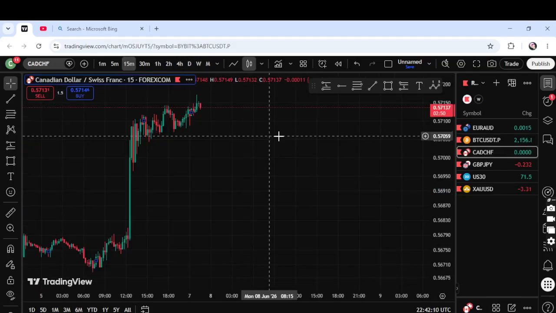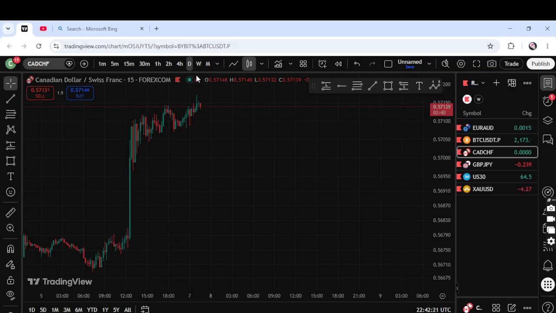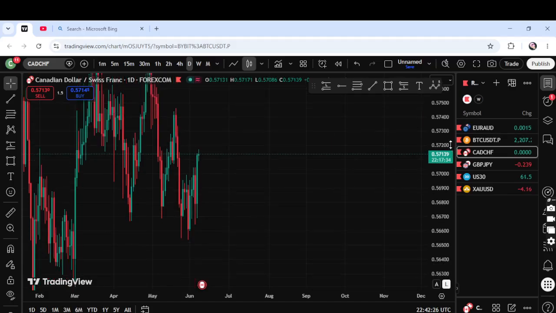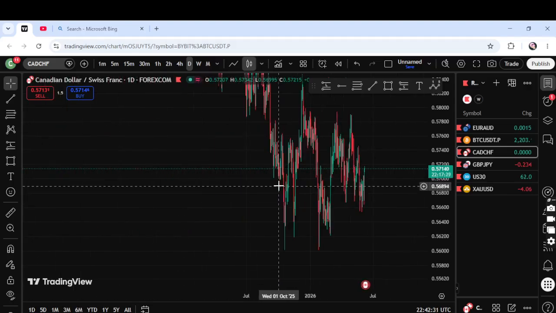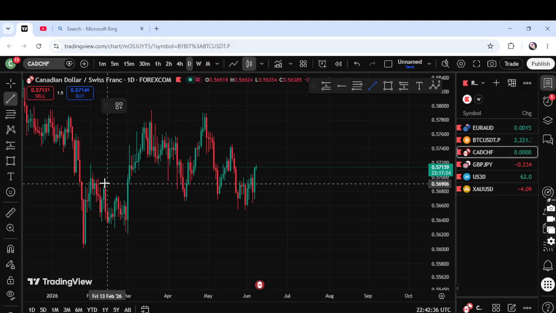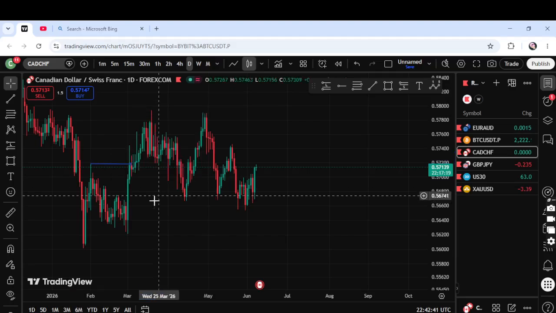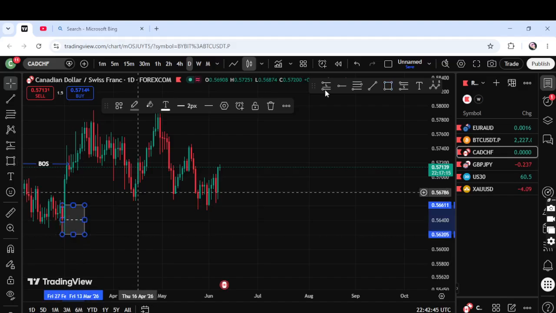Go to card. On the daily time frame, card has been ranging. But we don't take those on daily. The break of structure, order block, which will be pending.